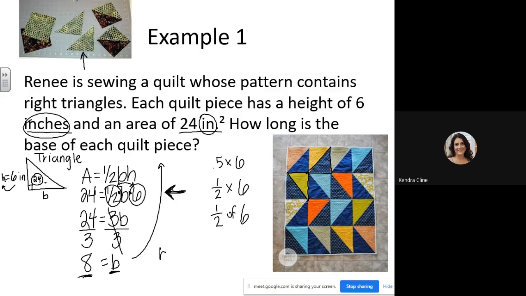The base would be, I'm going to write, base is 8 inches. And that would be my answer. Okay?